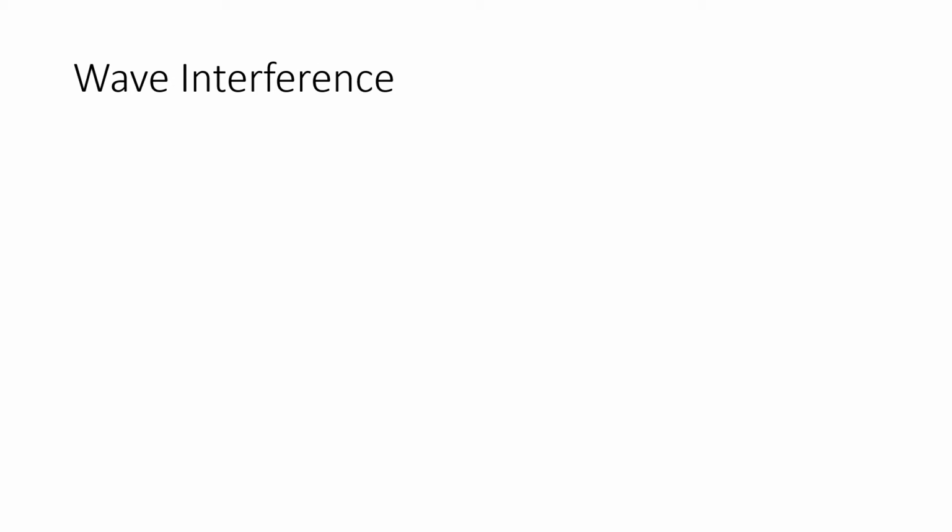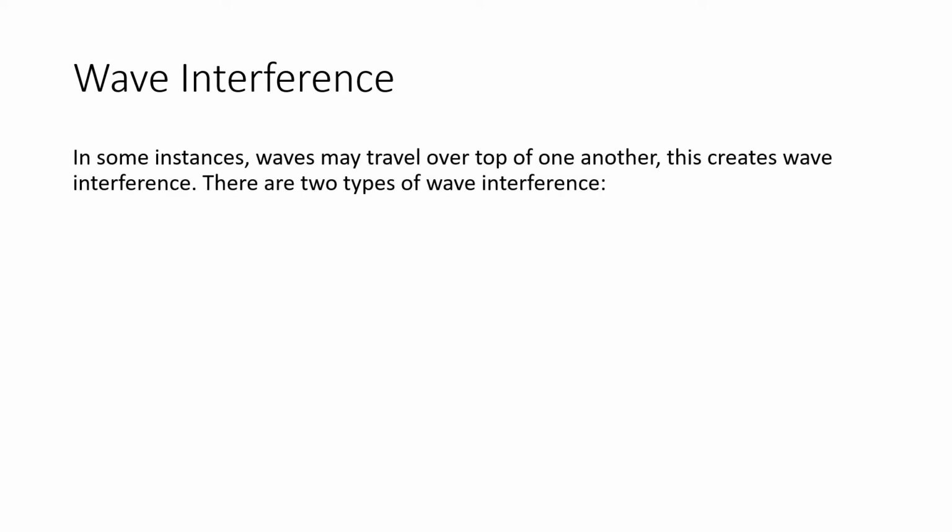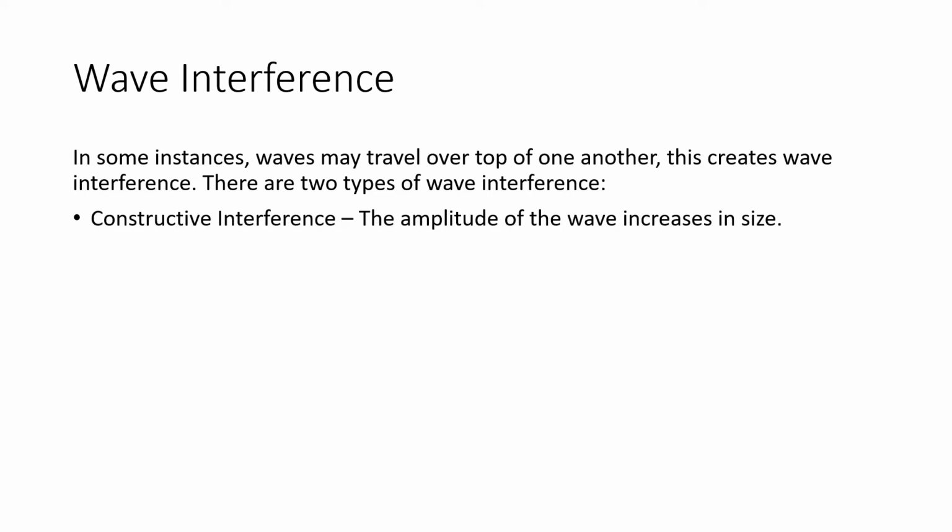So, waves can interfere with one another. In some instances, a wave might travel in a way that will cross over another wave. One type of interference is called constructive interference.